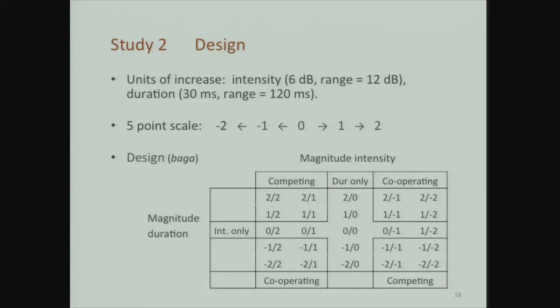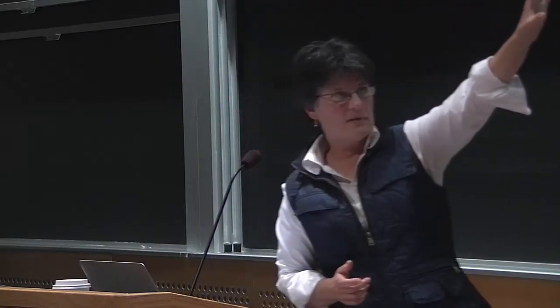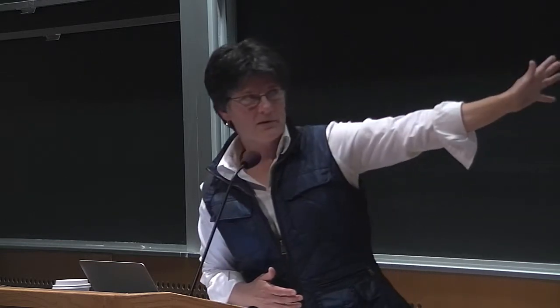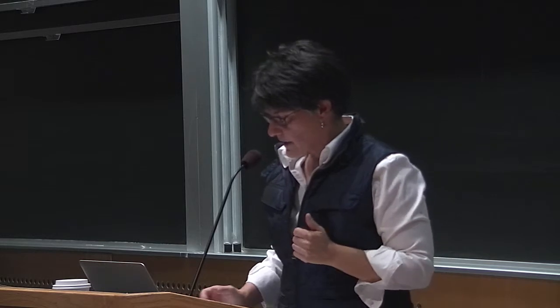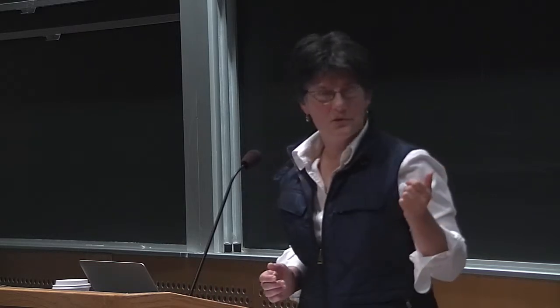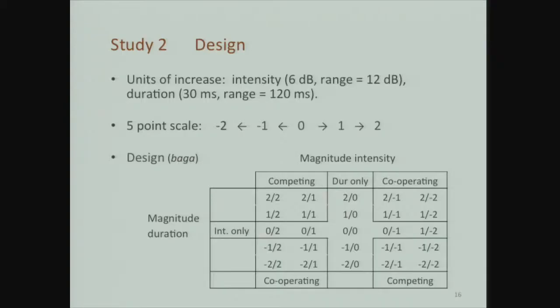So we have a 5-point scale. The maximum ratio for the duration manipulation was basically 2 to 1. And the thing in the bottom left doesn't matter so much as to show you that this was a fully counterbalanced design. That's all that's for. So what this is intended to show you is that every value for intensity was crossed with every value for duration.